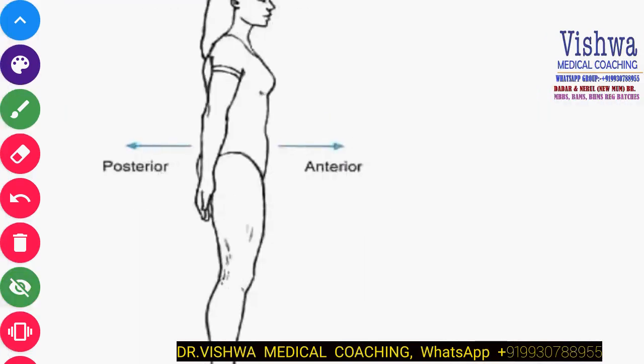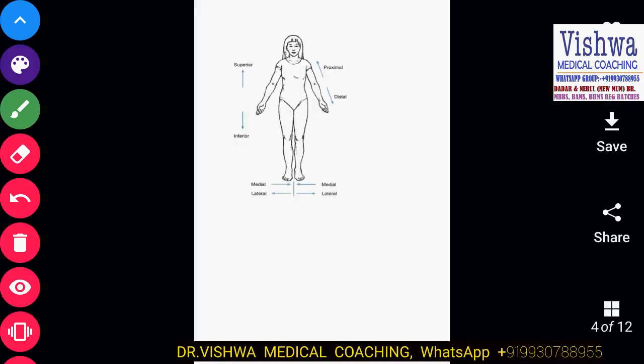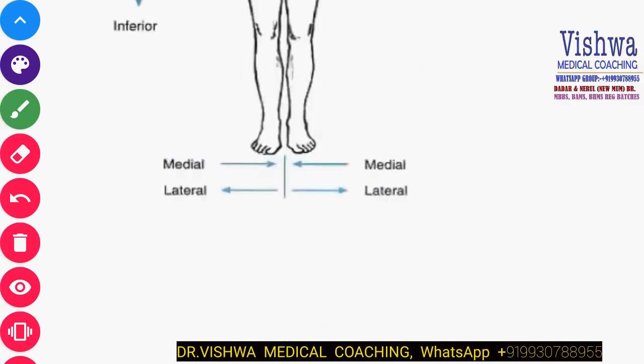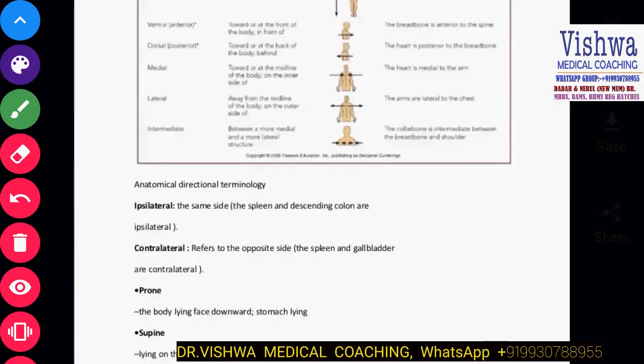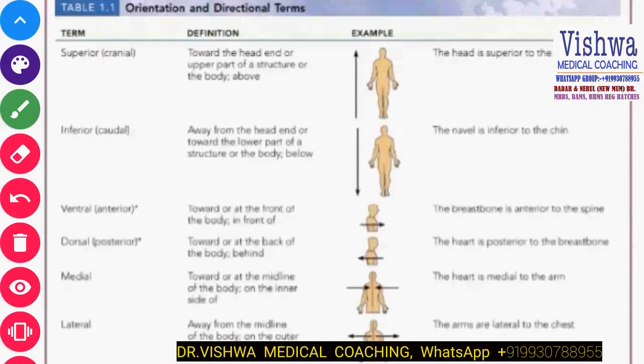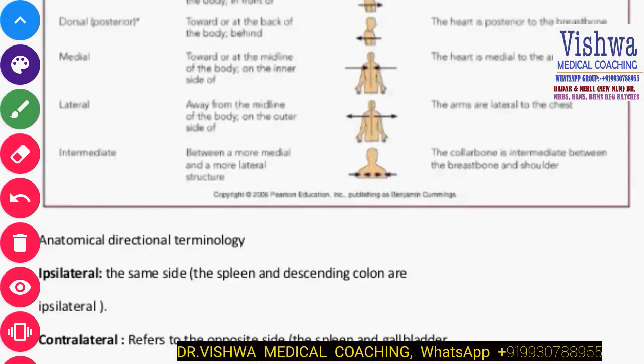You can also take the screenshots and share on the group later on, so everyone can benefit. Anterior is towards the face. Posterior is towards the back. We also have, if you can see, superior, inferior, proximal, distal. This is the same thing we mentioned before.